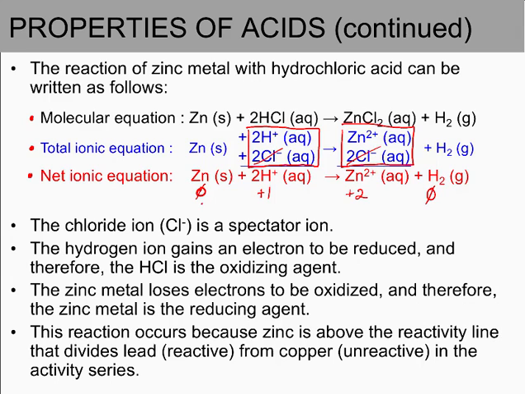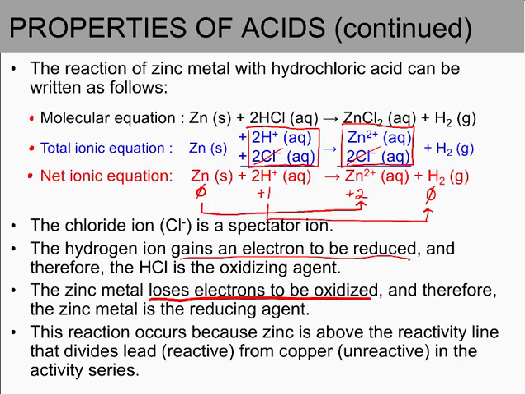So we can see that zinc is losing electrons during this process. So zinc, down below we can see, loses electrons to be oxidized. And then hydrogen is actually gaining an electron to be reduced. So we're going from +1 to 0. So it's becoming less positive, so it's becoming more negative, which means it's gaining electrons.